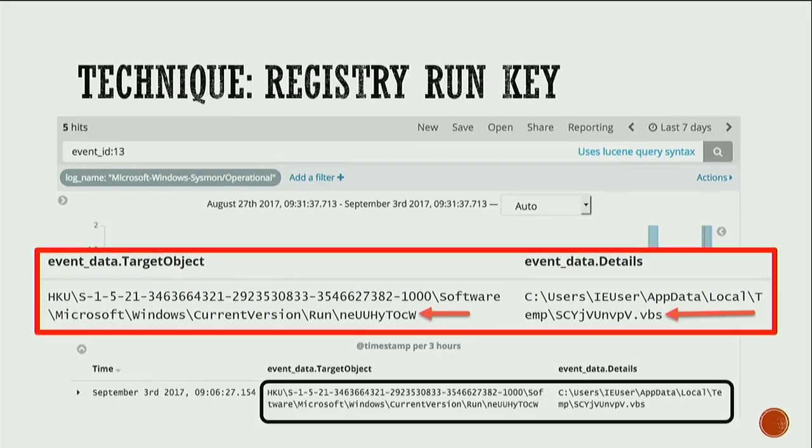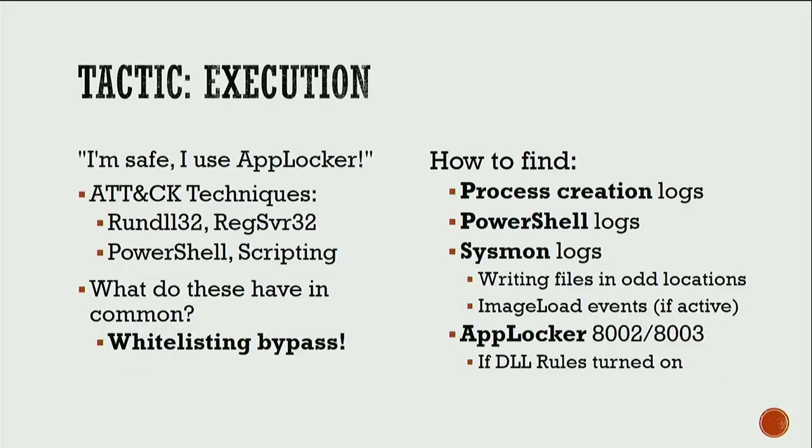And then after that, execution. So maybe this organization has whitelisting, and they think, well, we're doing OK, but there might be some ways of bypassing whitelisting. What are those methods? Consult the ATT&CK framework. There's a few in there. Rundll32, regsvr32, PowerShell, scripting. These are all very common ways of bypassing whitelisting.